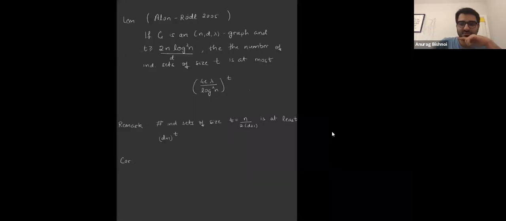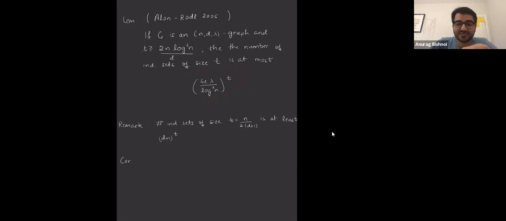And the way we will use it is to show a very general result for (n, d, lambda) graphs. So remember, these were the pseudo-random graphs we were talking about. We will show that these (n, d, lambda) graphs have such a non-trivial upper bound on the number of independent sets of size t if t is large enough. So if t is larger than some function here, then the number of independent sets of size t is at most something here. That's what we will show.